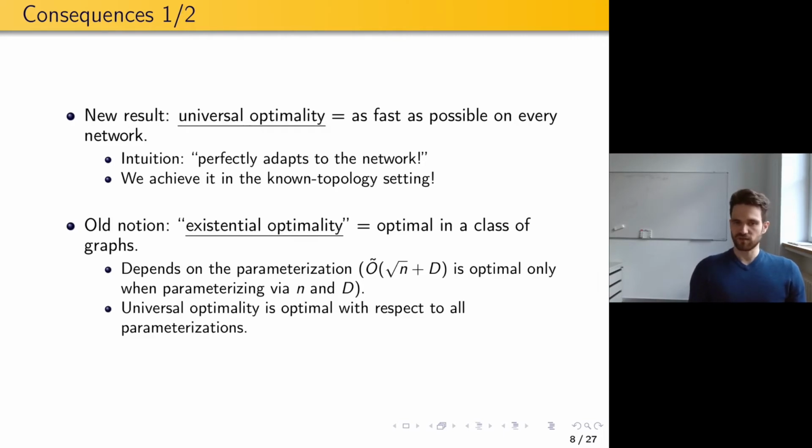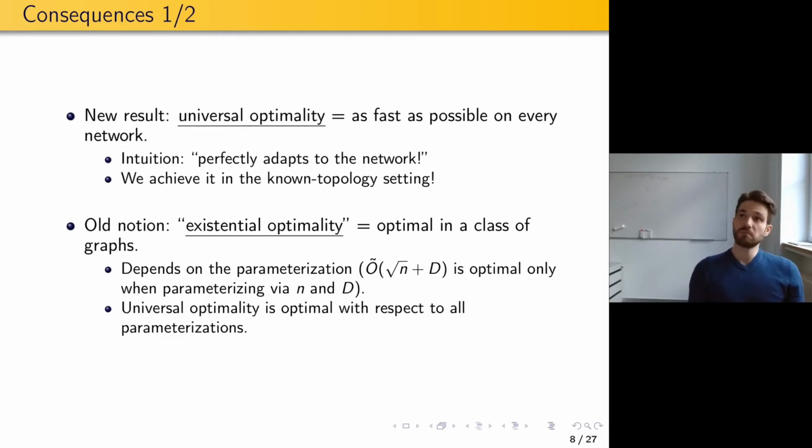The previous notions of optimality that were talked about were so-called existential optimality. That means that an algorithm is optimal in a class of graphs. So, for instance, when I said the result of order n is optimal, I kind of meant that it is existentially optimal when parameterized by n. Furthermore, the square root n plus D result is also existentially optimal, but this time with the parameterization via n, the number of nodes, and D, the diameter.